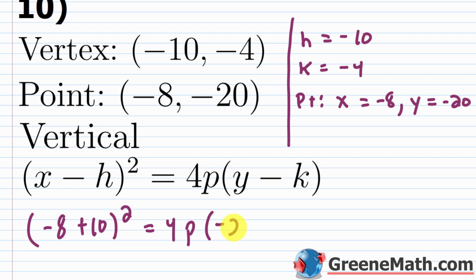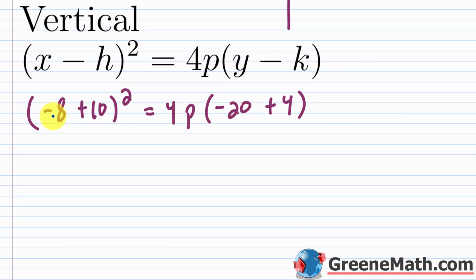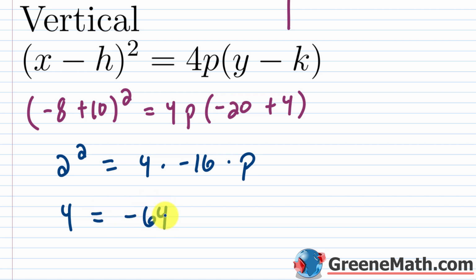y is going to be negative 20, and then minus k. k is negative 4, so minus the negative 4 is plus 4. So negative 8 plus 10 is 2, so this would be 2 squared. And this equals, let me write, 4 times negative 20 plus 4 is negative 16, and then times p. 4 times negative 16 is negative 64. So let's say that this is 2 squared is equal to negative 64, again from 4 times negative 16, times p right there.